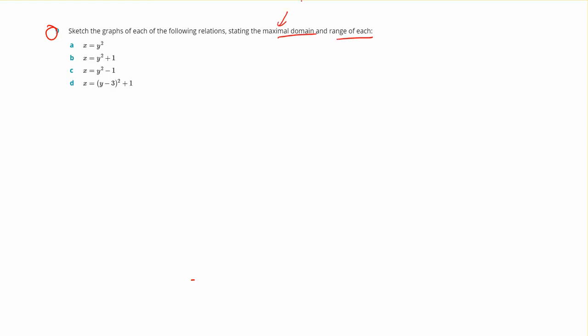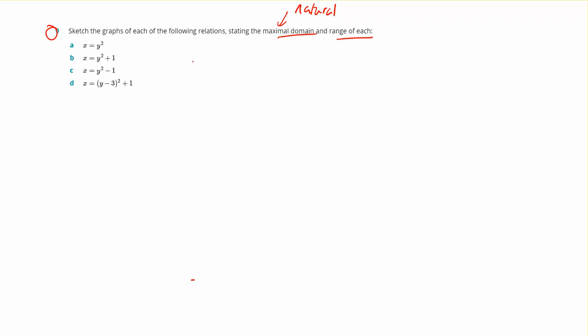Now the word maximal just basically means what's my natural domain and range of these graphs, okay? So natural meaning I haven't placed any restrictions on what the graph can be, like what values the graph can take, basically. So it's not being cut off. If it was to express itself in its natural form, what's the domain and range?